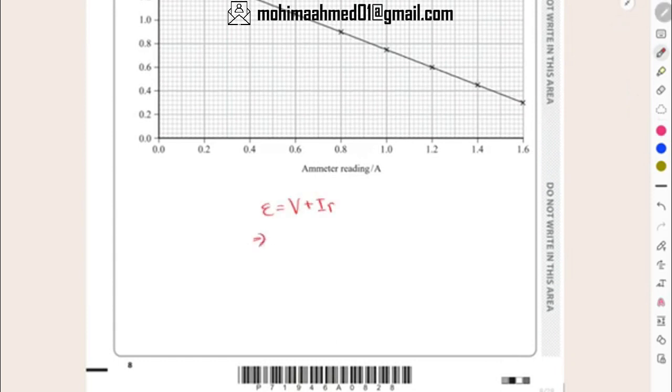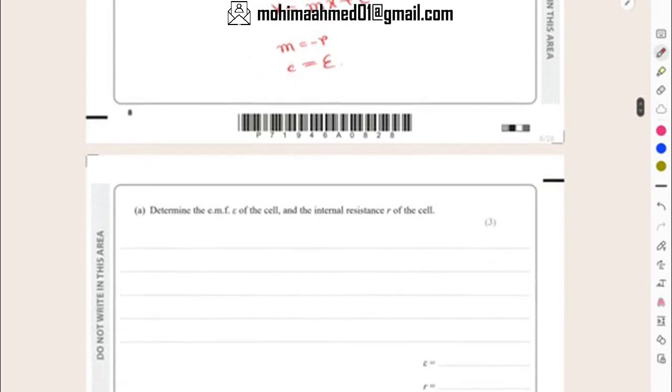Ir. If you just rearrange this, you can get this equation as V equals minus rI plus EMF, which is exactly in the form of y equals mx plus c, where m represents the gradient, which is equivalent to minus r, and your y-intercept represents your total EMF of the circuit, like the total voltage of your power supply. Okay, so we'll move on to the next question.